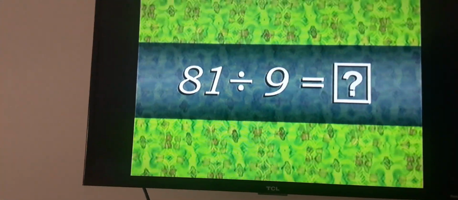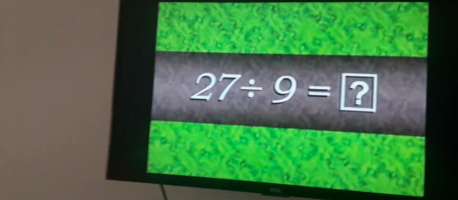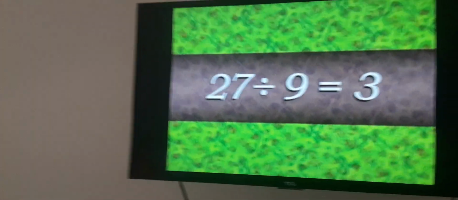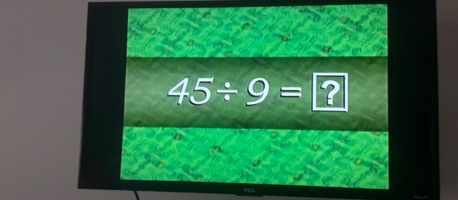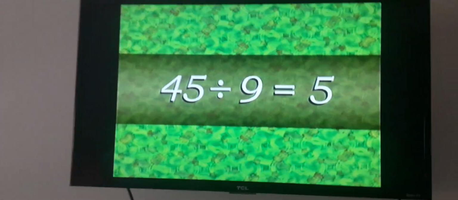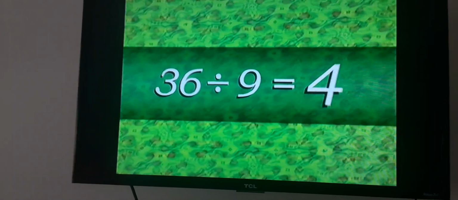81 divided by 9 is 9. 27 divided by 9 is 3. 63 divided by 9 is 7. 45 divided by 9 is 5. 36 divided by 9 is 4.